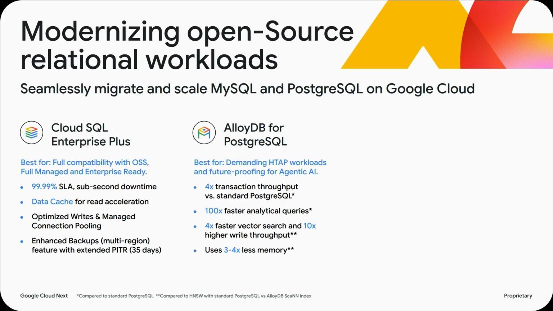100x faster analytical reads, queries. The best part is it's agentic AI enabled. It has all the latest features for that. So it has 4x vector search and 10x higher throughput there. And it does all this using 3x to 4x less memory. So it gives you more with less. Again, I mentioned AlloyDB, if you want to run Postgres on-prem, you can do that.